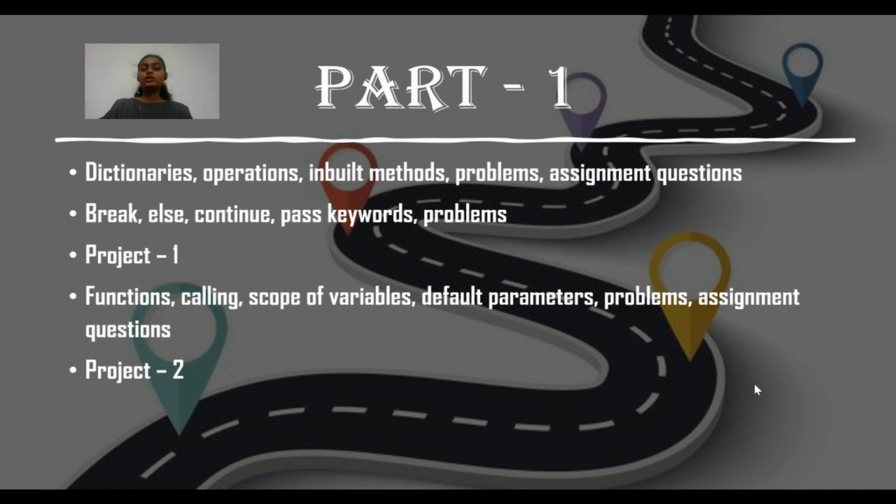Once we are done with project 1, then we'll go with functions. Like what are functions, why are they used, what are variables, scope of variables, lifetime of variables, what are the parameters used. And then we'll be solving various kinds of problems in order to get a better understanding of how to use functions in a program. Then we'll head to the final part of part 1, that is project number 2. Once we are done with project 2, we'll be done with part 1 of basic to advanced level programming.